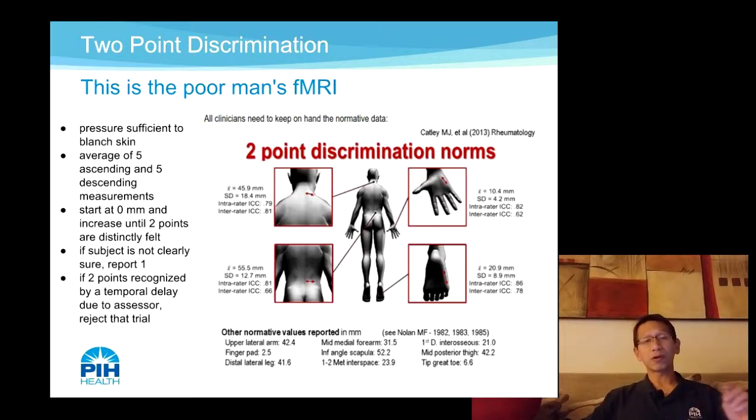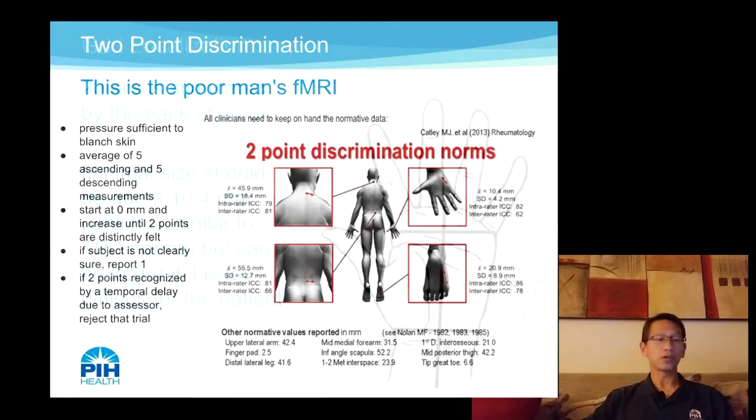This is going to be the most important test you want to do. So you want to make sure that you get to this test. If you have no other time for any other test, this is the one you want to do first.